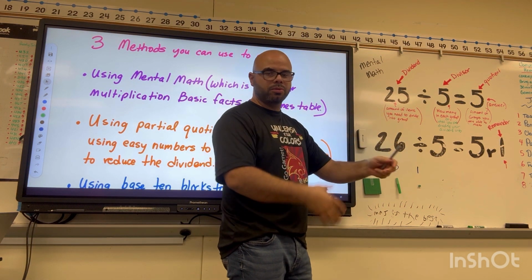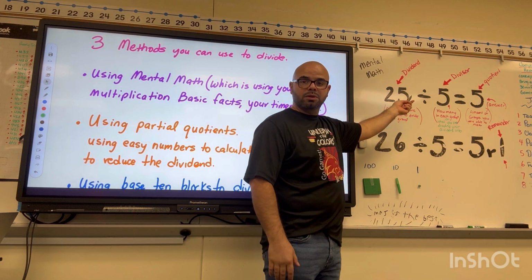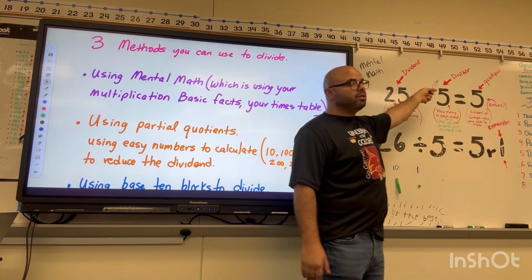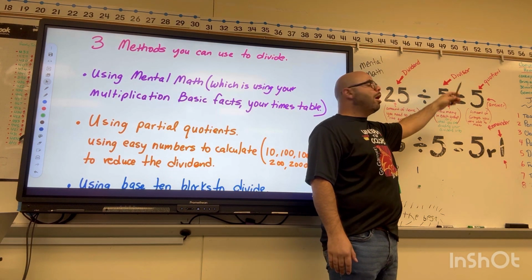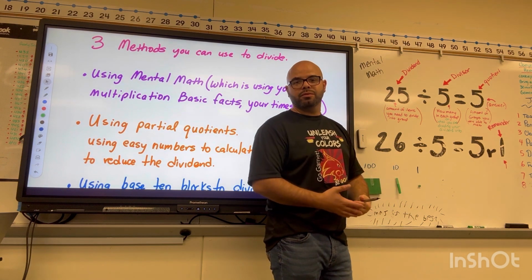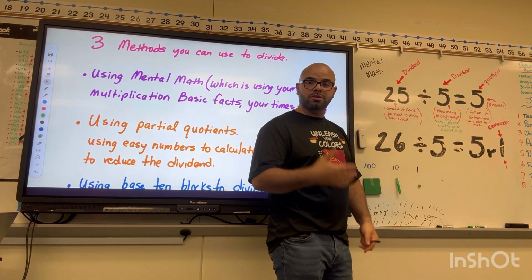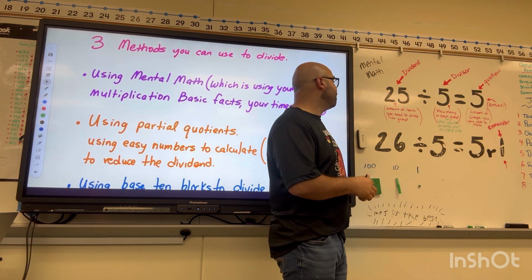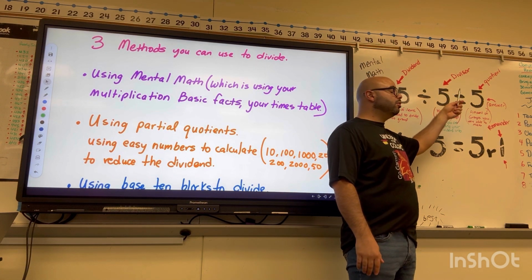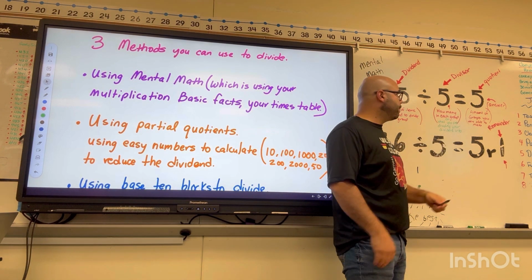Let's say, for example, in this case, we have 25 people. My dividend is 25 people. My divisor is how many in each group. So let's say I want groups of 5. In each group, there's gonna be 5 people, right? Or your divisor could be what you're dividing your dividend into.